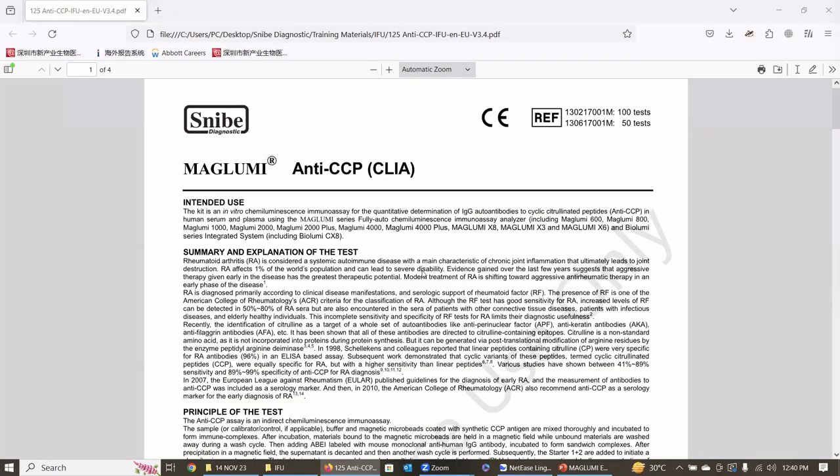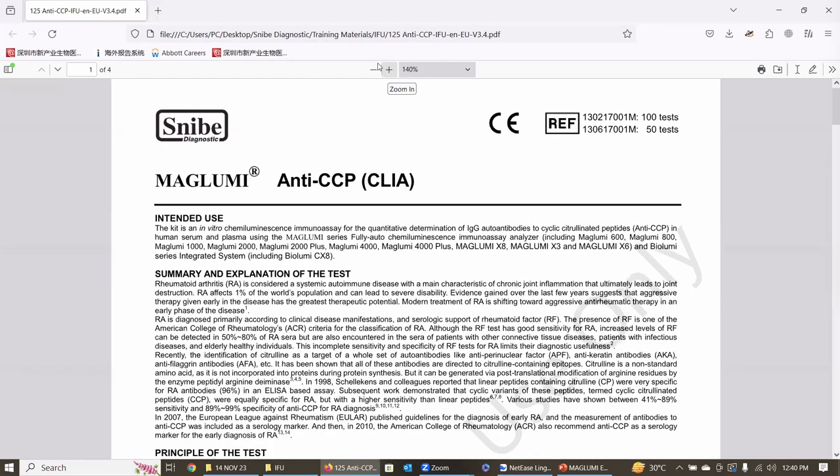So please tell me that you can see my screen. So you can see my screen. Okay. So this is the package insert of SNIBE, Maglumi, and anti-CCP. If we go to the package insert, according to the kit insert, you can see that this is a quantitative determination of IgG antibodies to cyclic citrullinated peptide in the human serum and plasma. So it confirms that our assay is quantitative, right?